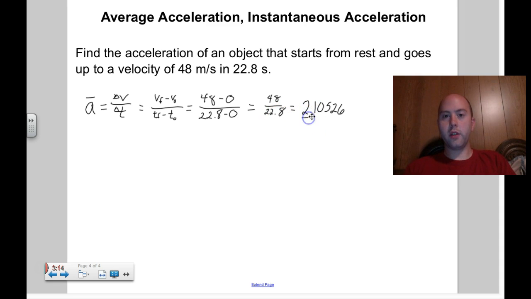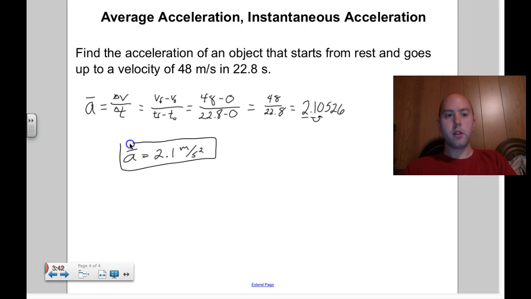So I go 1, 2. Look at the number next to the 1. It's a 0, so I'll keep this a 1. And because these numbers are after the decimal, don't make them zeros, because then they'll all be sig figs. So my answer would just be 2.1, and then the units for acceleration are meters per second squared.